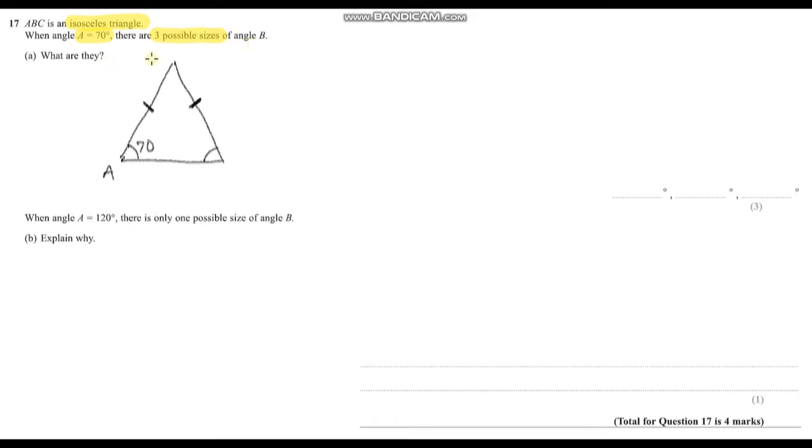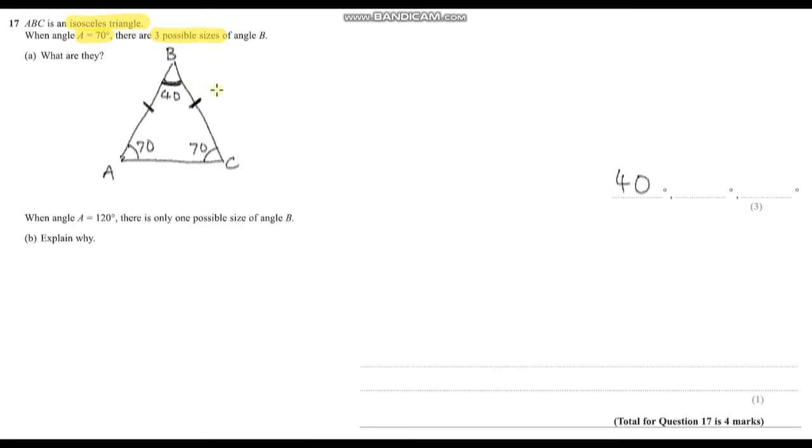What are they? Well, let's just say that this was ABC like this. Well, what is this angle over here? Apparently there's 3 possible sizes. So we can work out this angle because we know that this is an isosceles triangle. So this must be 70 degrees. So 70 plus 70 is 140. And because we know angles in a triangle add up to 180 degrees, B must be 40 degrees. So one of our answers is 40 degrees.